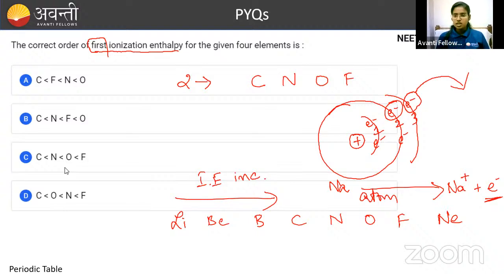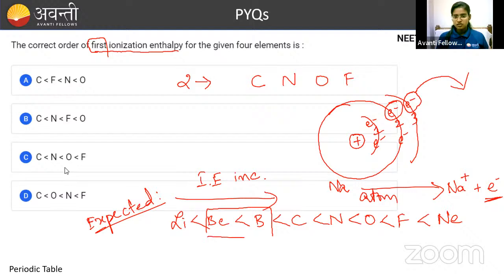Neon should have the highest value, then fluorine, oxygen, nitrogen, carbon, boron, beryllium, then lithium. This is the expected order of ionization enthalpy, but this was not the observed order. What is the observed order? Beryllium and boron have interchanged with each other, and nitrogen and oxygen have interchanged with each other, due to the fully filled shell and the half filled configuration, which you would be knowing.